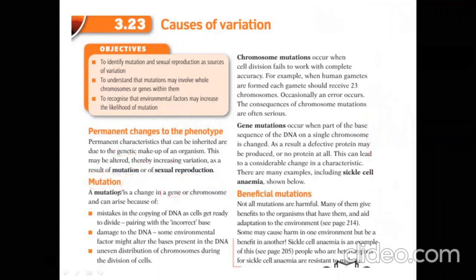Now, the first one: what is the reason for mutation? Why is this mutation happening? Why are these changes coming in our genes and in our chromosomes? So the first reason is a mistake in the copying of DNA, when the cell is ready to divide, pairing with an incorrect base.